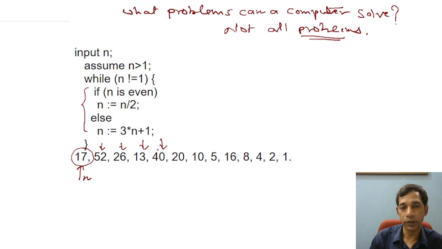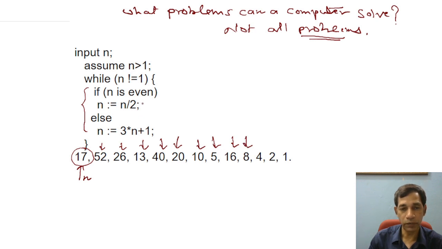Now n becomes 40. It is not equal to 1 and it is even, so you divide 40 by 2 and get 20. 20 is still not equal to 1 and it is even, so you divide by 2 and get 10. 10 is even again, so dividing by 2 gives 5. Then 5 is odd, so 5 multiplied by 3 plus 1 becomes 16. Now 16 is even, so you divide by 2 and it becomes 8.